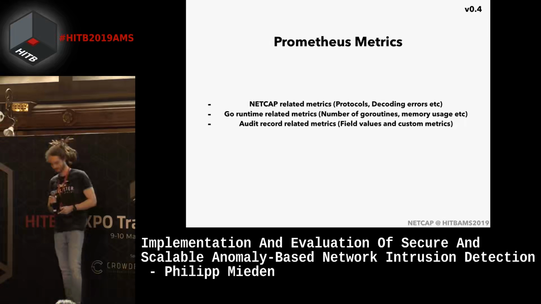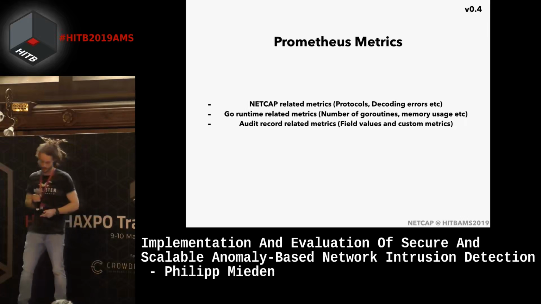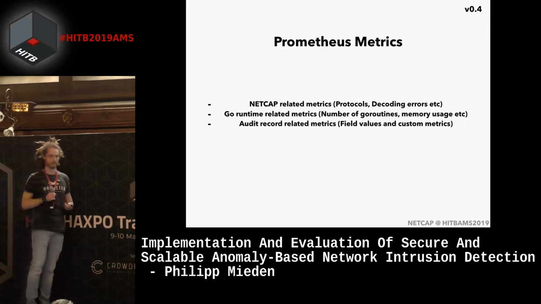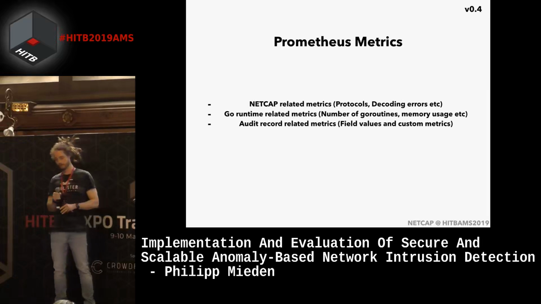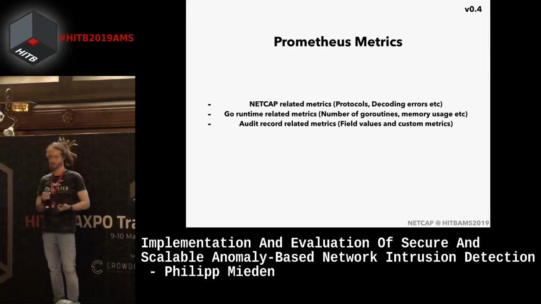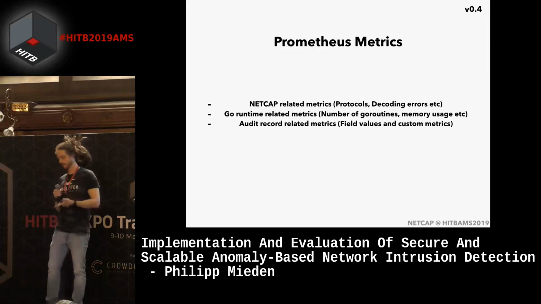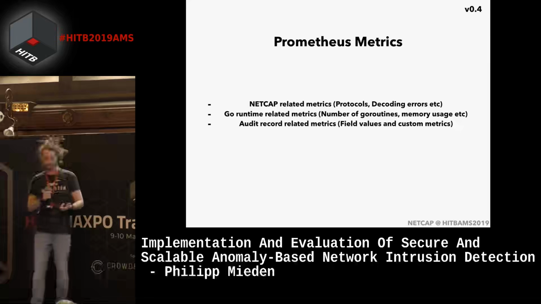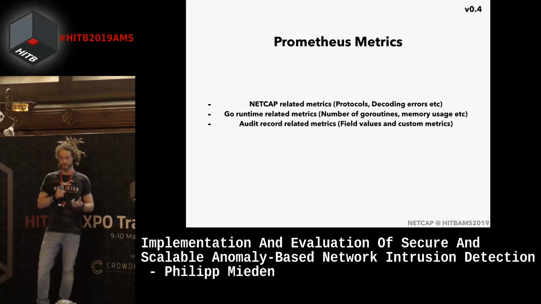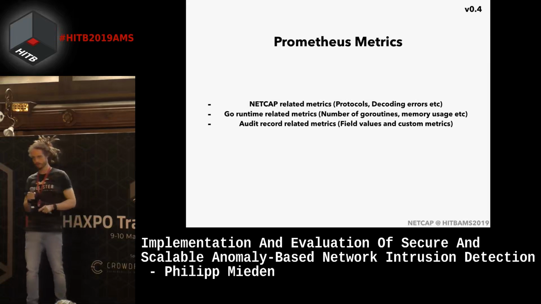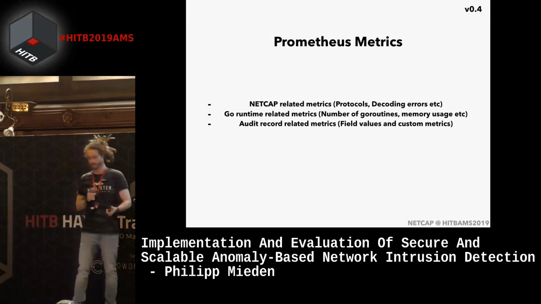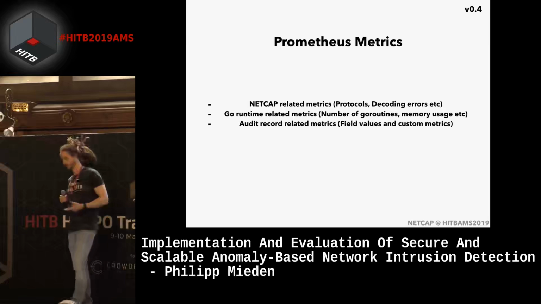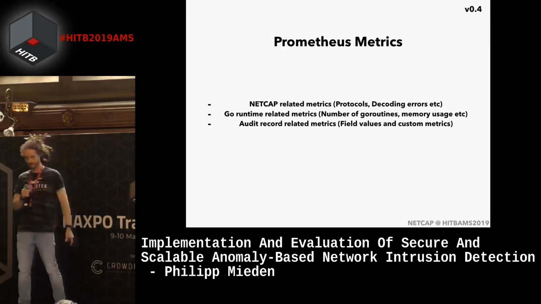Metrics. So I've instrumented the application, and you get three types of metrics currently. One are Netcap internal metrics. So it's about what kind of protocols did we see, how many decoding errors have been there, stuff like that. Then we have metrics for the Go runtime. This is just the standard Prometheus Go exporter, and it gives you some interesting insights about memory usage, the number of Go routines that are currently running and stuff like that.